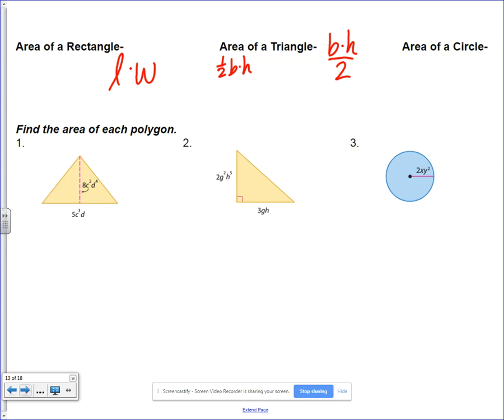Pi r squared. What is r? Radius. Okay, so let's use these formulas and let's find the area of a polygon. Now, we had a little issue in 4th period with the word polygon. What's a polygon?